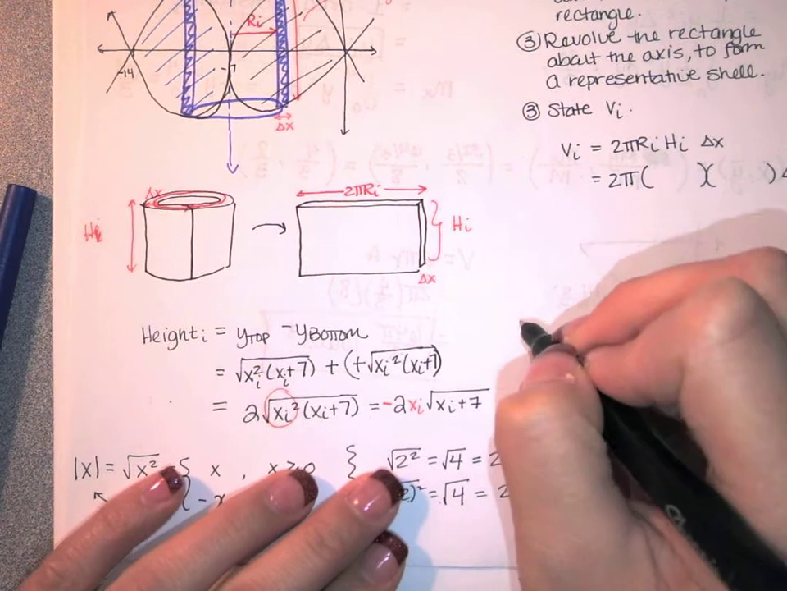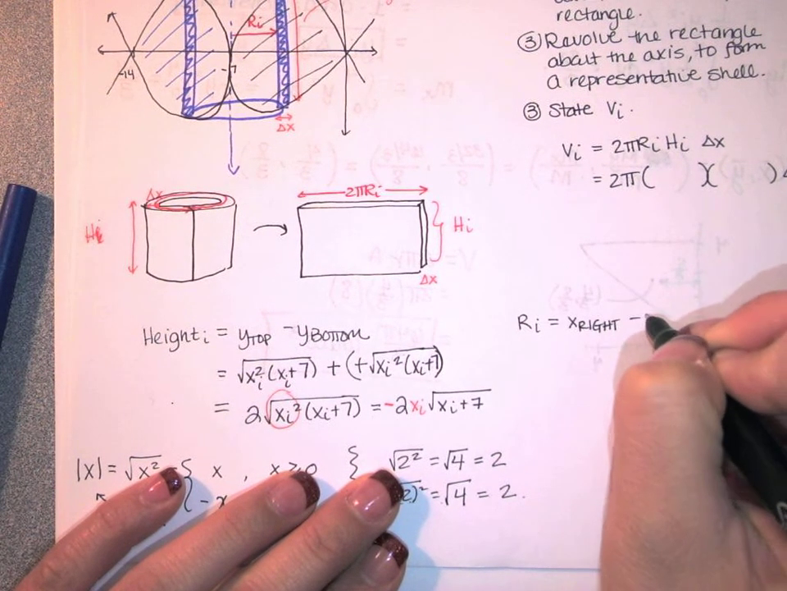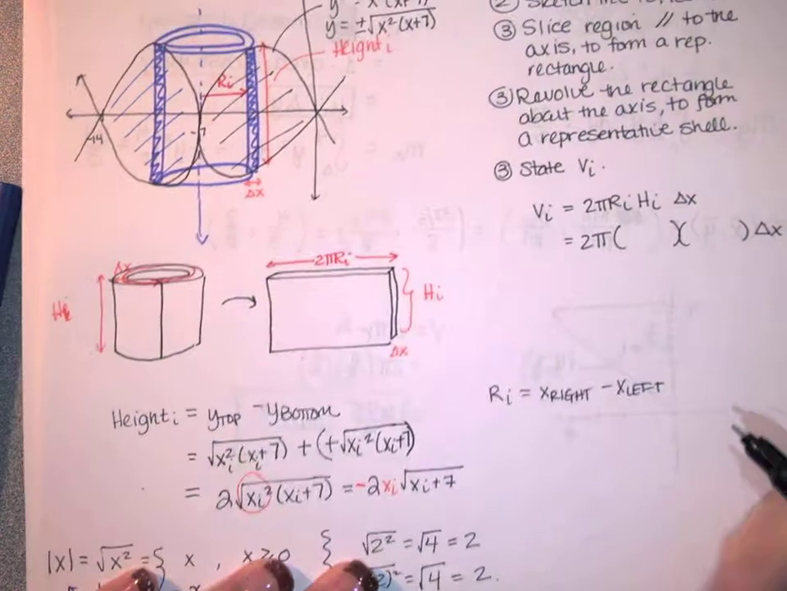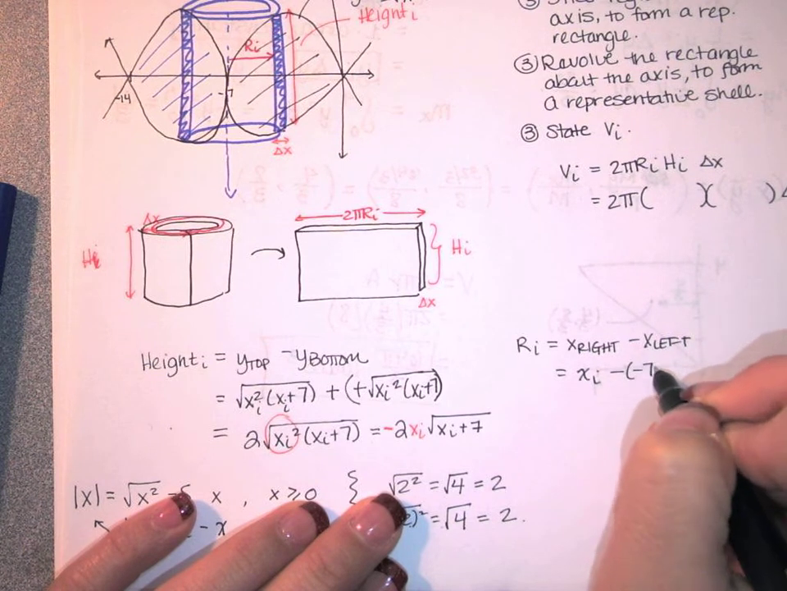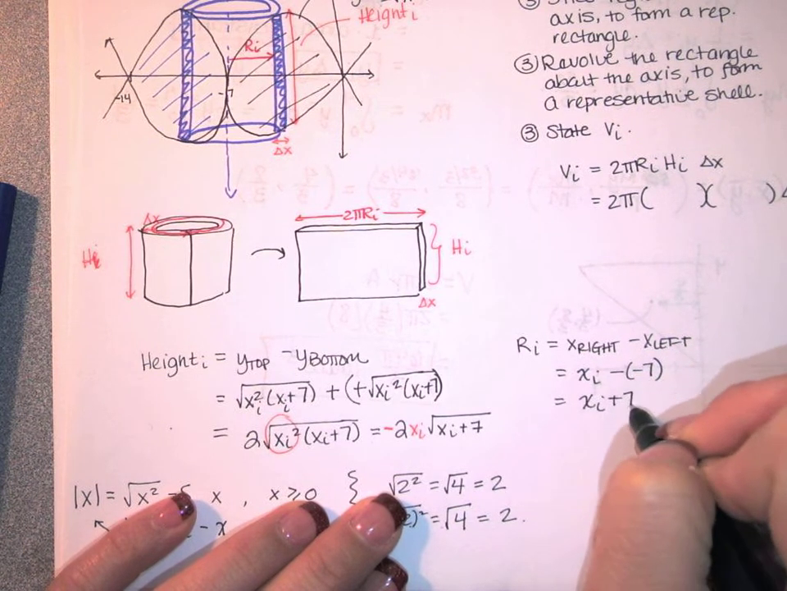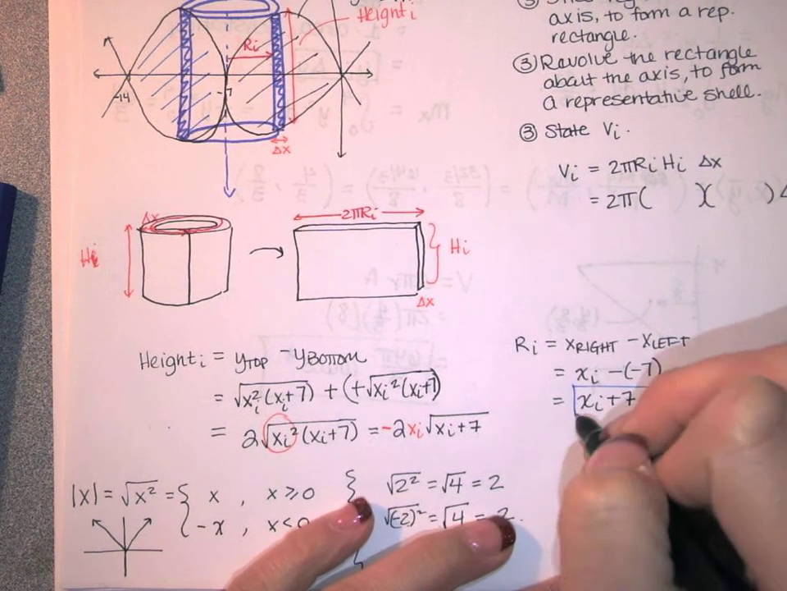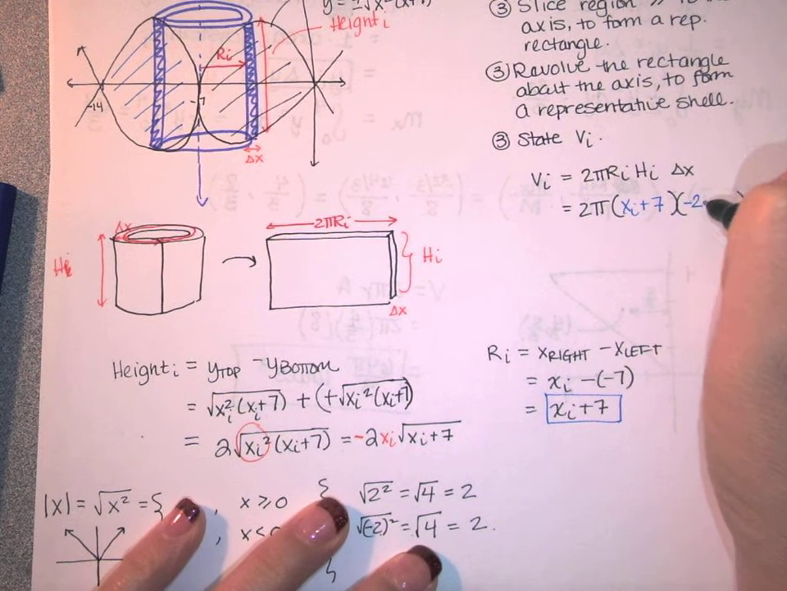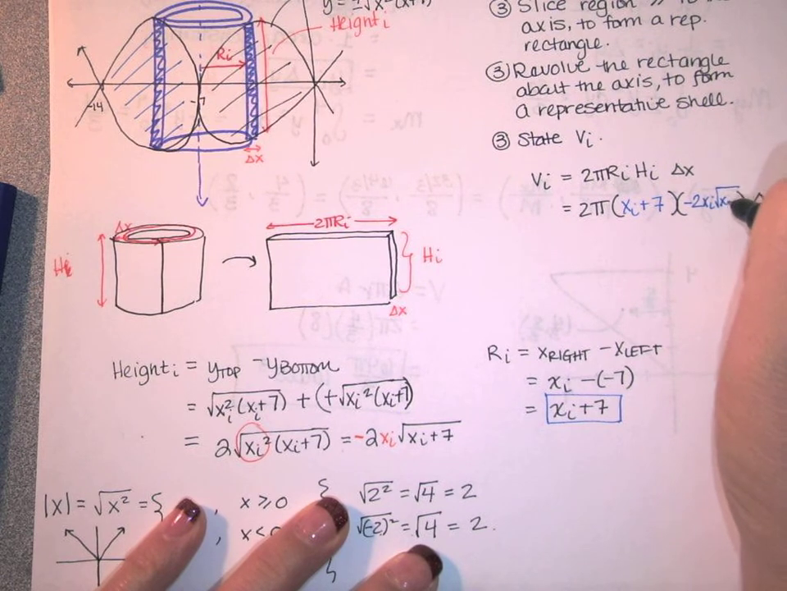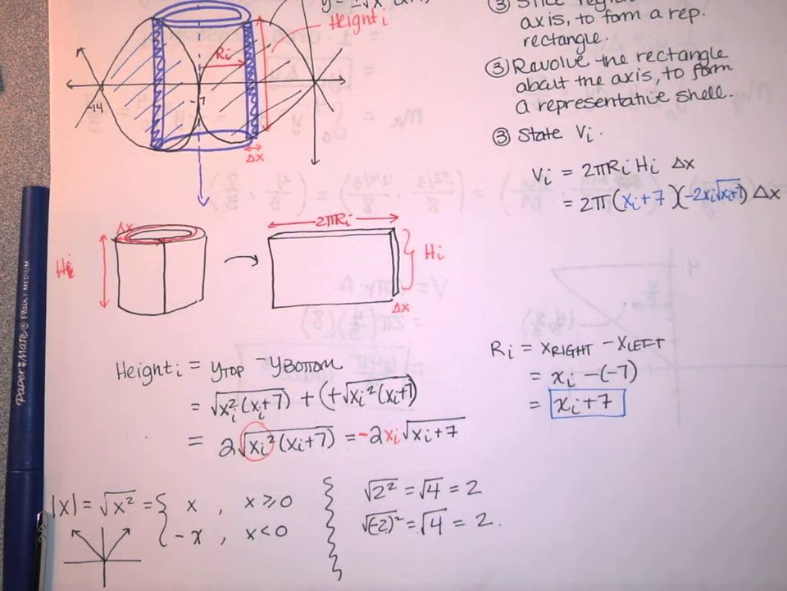And then the radius is x on the right minus x on the left, which is just x minus -7. So we get x plus 7. So that's going to go right here. My radius is x plus 7. My height is -2x times the square root of x sub i plus 7. And all of that needs to be simplified.